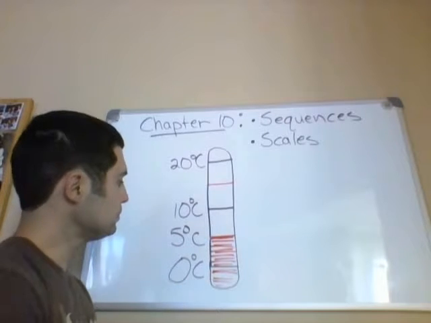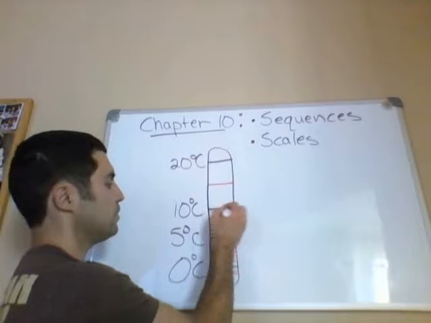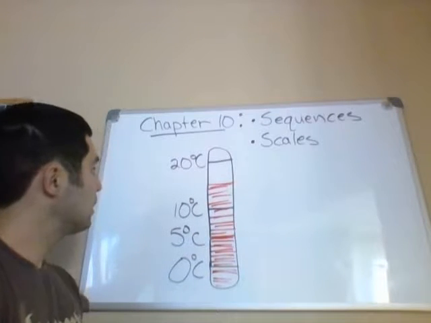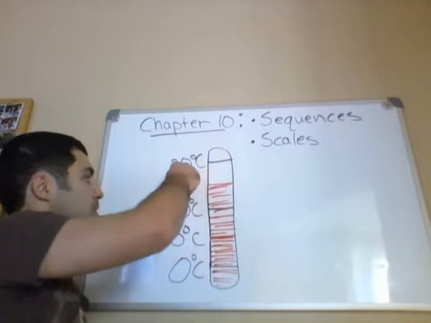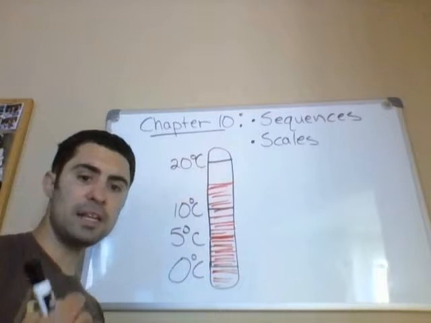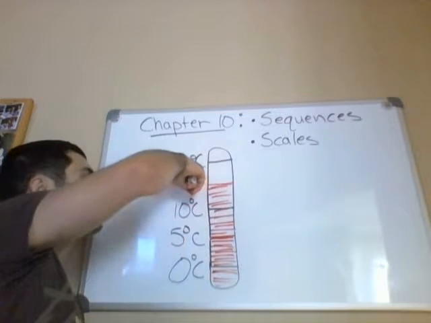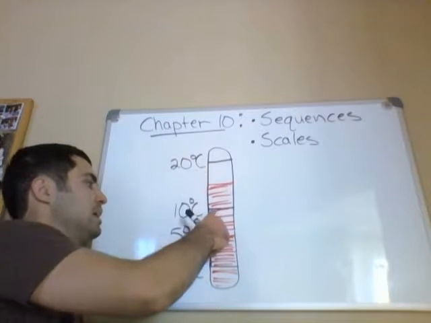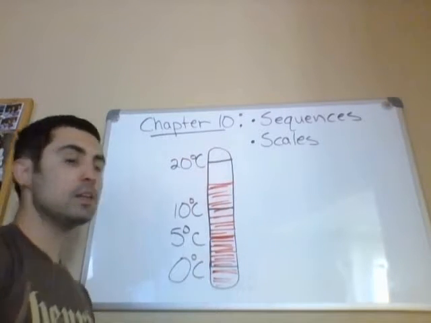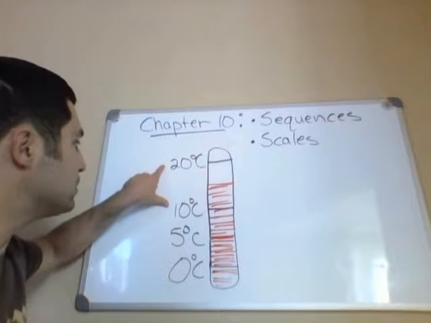Okay? And if we had the mercury, the heat, rise a little bit more, all the way to there, now the mercury is in between 20 and 10. What's a number exactly in between 20 and 10? You can't just divide 20 by 2. 20 divided by 2 would be 10. And we know the mercury goes up past 10. So basically what we're asking is, what's halfway in between these two numbers?